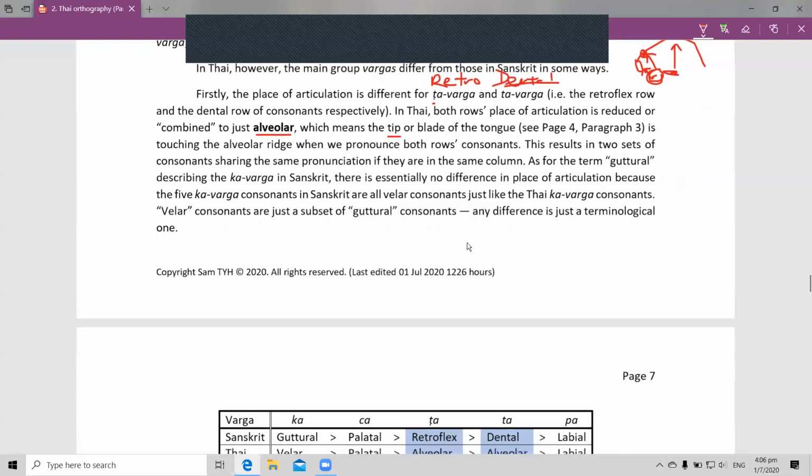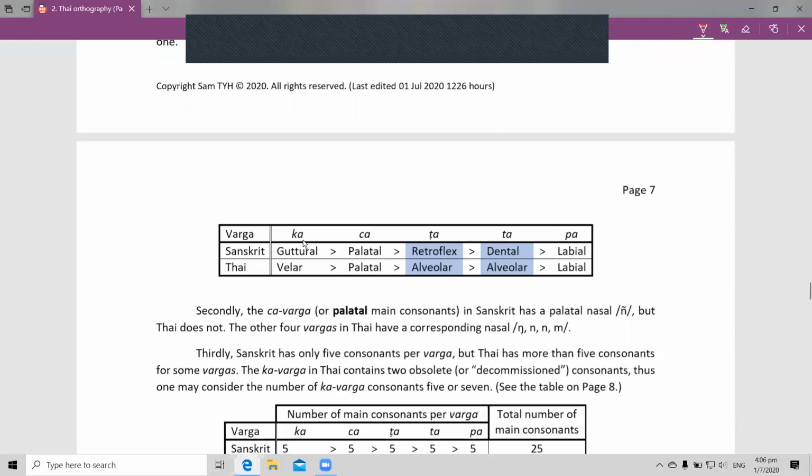So this is a summary. In Sanskrit, the ka-varga are the guttural consonants, ca-varga are the palatal consonants, and so on, right? But in Thai, the ka-varga consonants are velar consonants. And then we have the palatal consonants for the ca-varga in Thai, the alveolar consonants, another set of alveolar consonants, and the labial consonants. Okay.